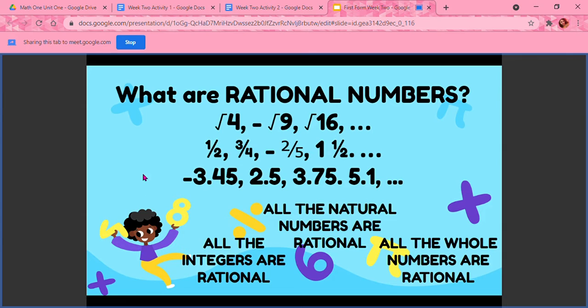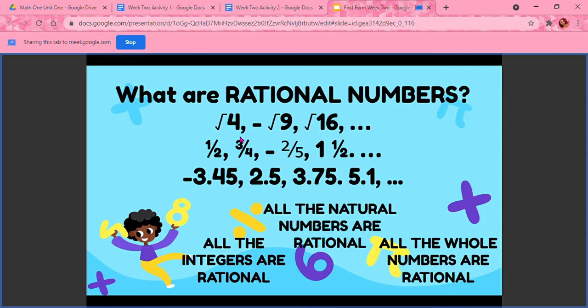What are rational numbers now? All of the natural numbers, all of the whole numbers, and all of the integers are rational numbers. Plus, we have square roots, fractions, and decimals. All of these things are rational numbers. Now, why is the square root of 4 a rational number? Because it is a perfect square. Why is negative root 9 a rational number? Because it is a negative perfect square.